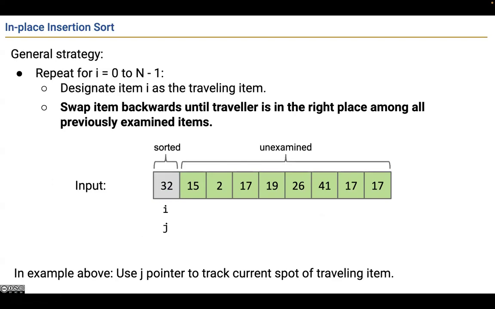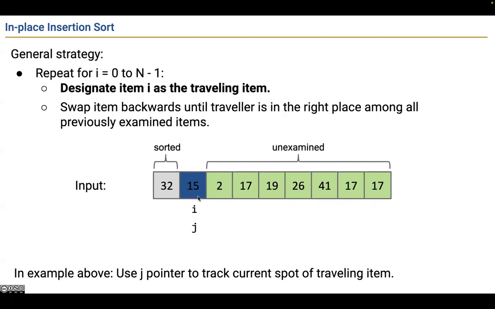It stays there. OK, here comes the 15. So the 15 is now the traveler. So 15, pack your bags. You're going on a trip. And you're going to start moving toward the left until you find your rightful place. So 15 looks to the left and says, should I be to the right of 32? Well, no, because I'm less than 32. So I'm going to travel to the left. And the way that I travel is I'm going to swap elements until I find my rightful place.